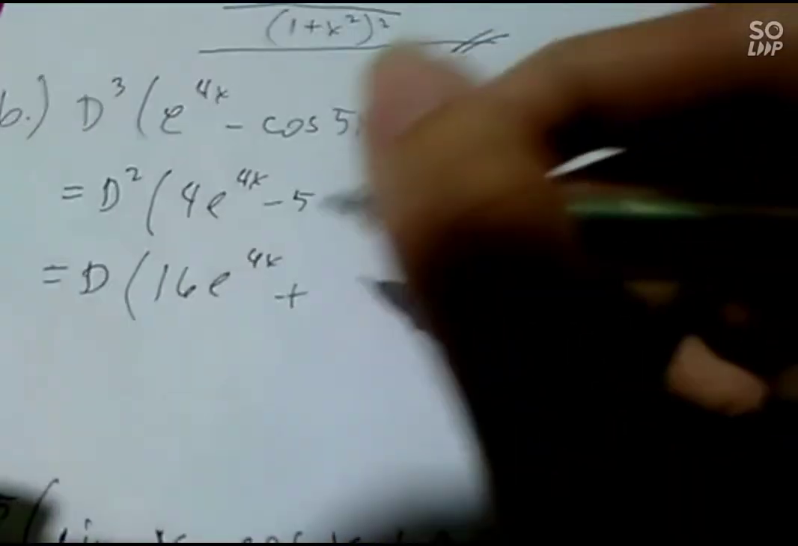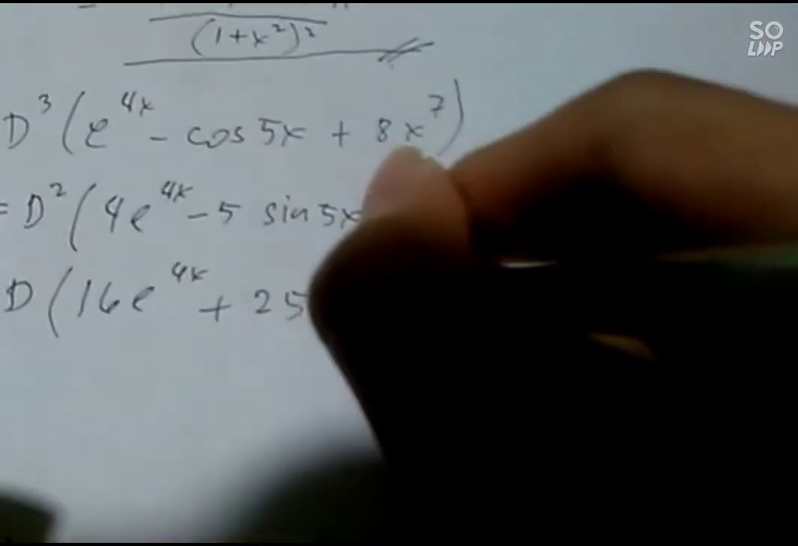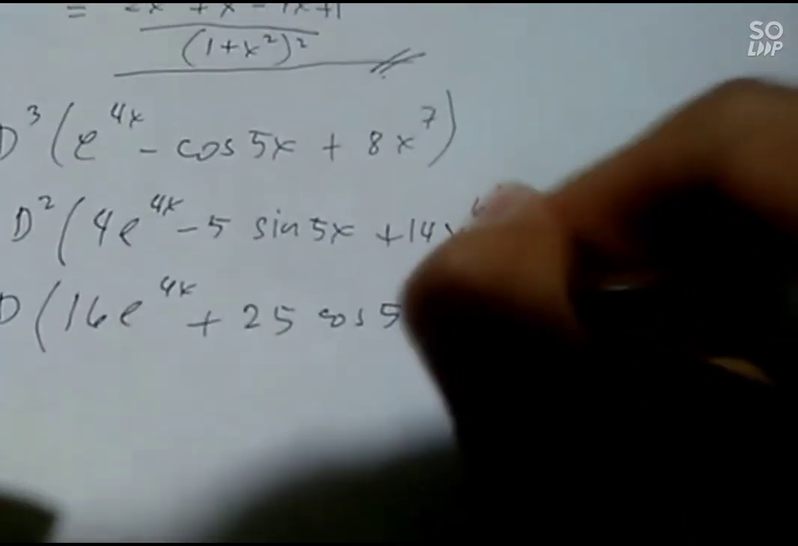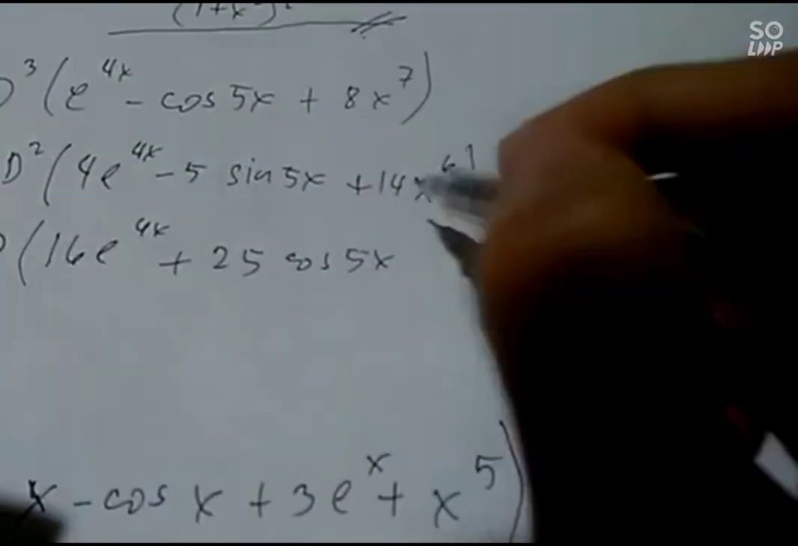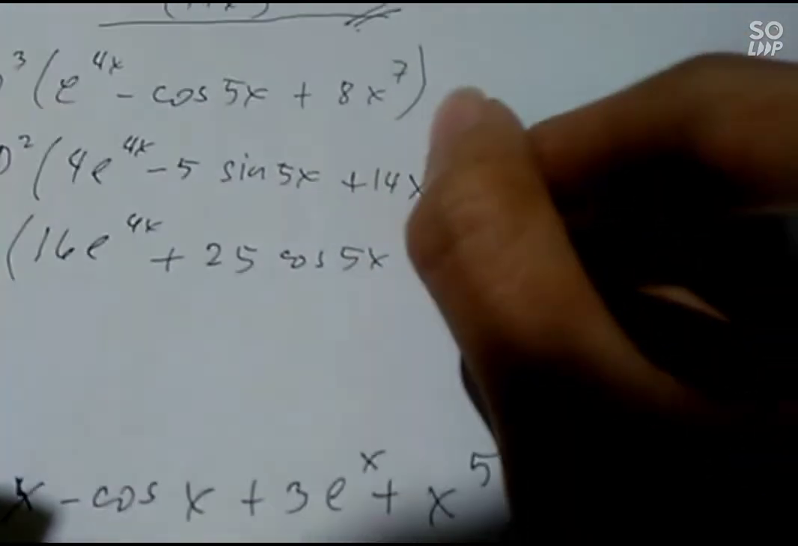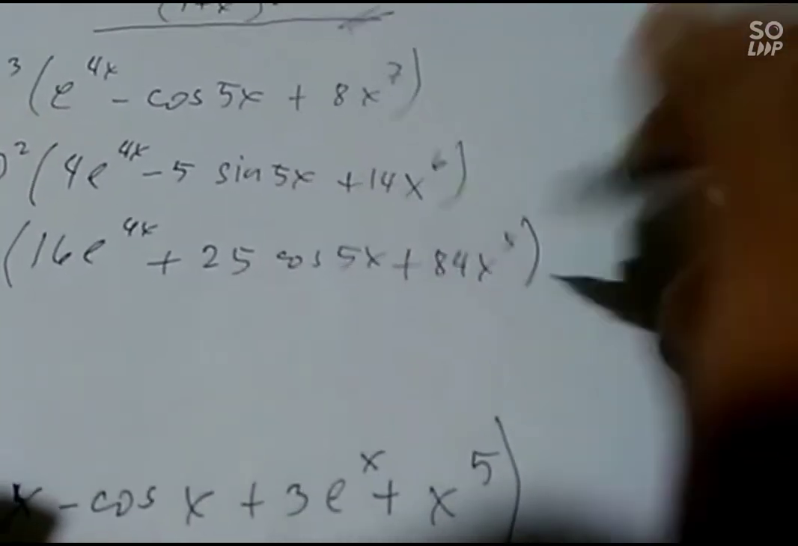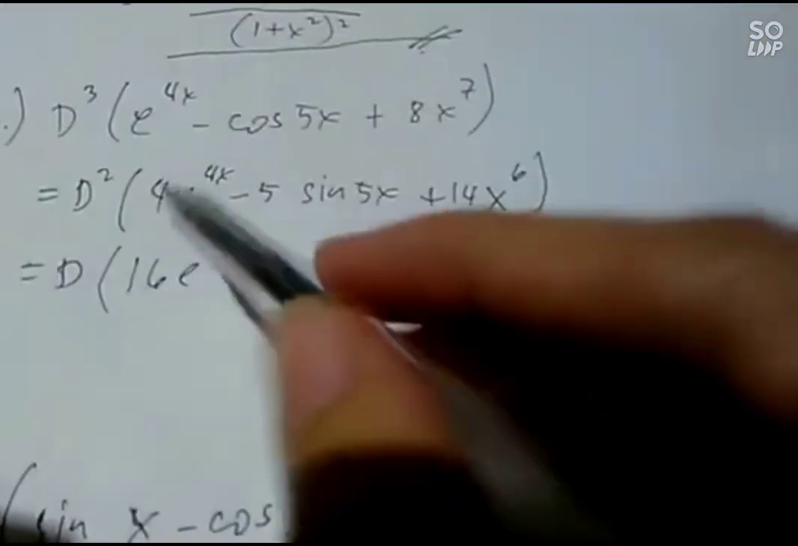Then for the second derivative, the derivative of 4e raised to 4x equals 16e raised to 4x. Then for the negative 5 sine 5x, it equals 25 cosine 5x. Then for the 14x raised to 6, its derivative is positive 84x raised to 5.